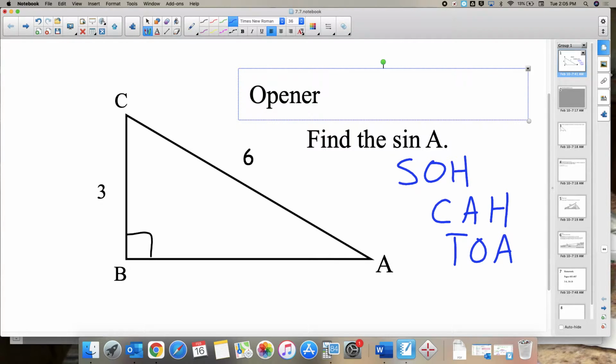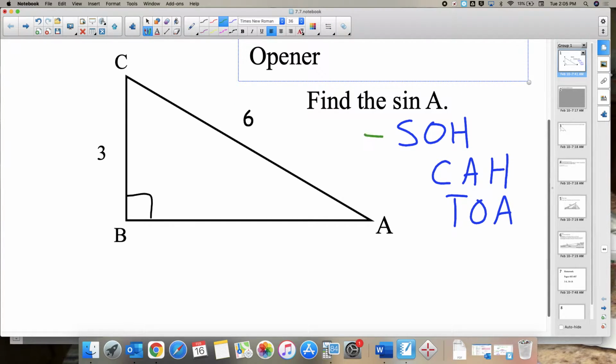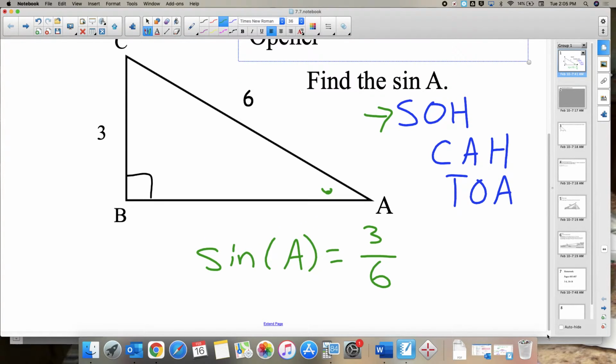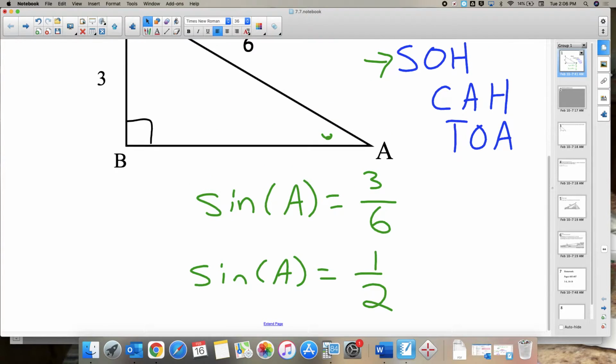In our opener here, it says find the sine of angle A. We've already done those types of problems. Sine is our SOH, so the sine of angle A will be the opposite side over the hypotenuse. The opposite of angle A is 3. The hypotenuse is 6. So 3 over 6, the sine of angle A is 1/2, or 0.5 if you wanted to put it as a decimal. In the opener, that's all they ask us to do, and so far, that's all we've known how to do.